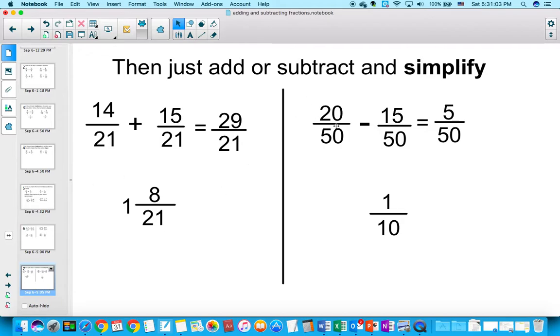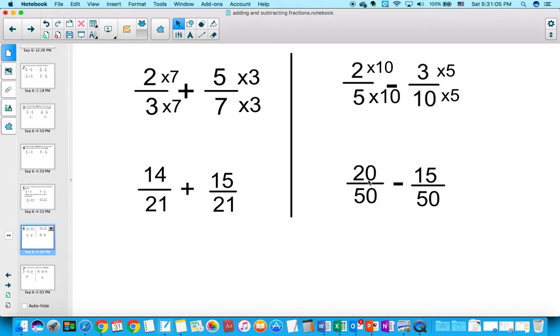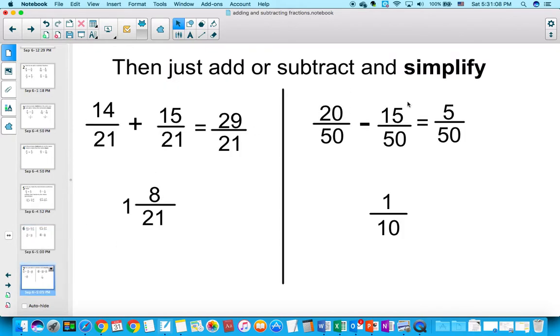I have 20 over 50 minus 15 over 50, just like here. Right? Well, 20 minus 15 is 5, and I don't touch the denominator when I'm adding or subtracting. I make 5 over 50. Okay, so am I done? No, because 5 and 50 can be simplified. I can divide 5 by 5, I can divide 50 by 5. So 5 divided by 5 is 1, and 50 divided by 5 is 10. 1 over 10. Can I make it simpler? No. So this is our answer.